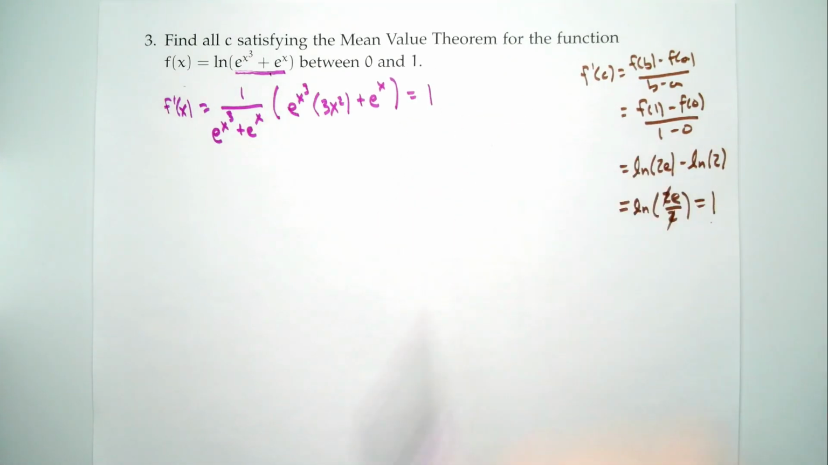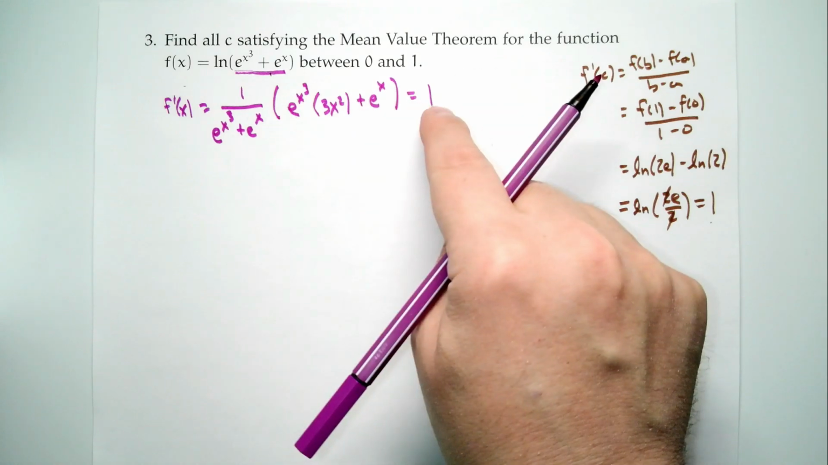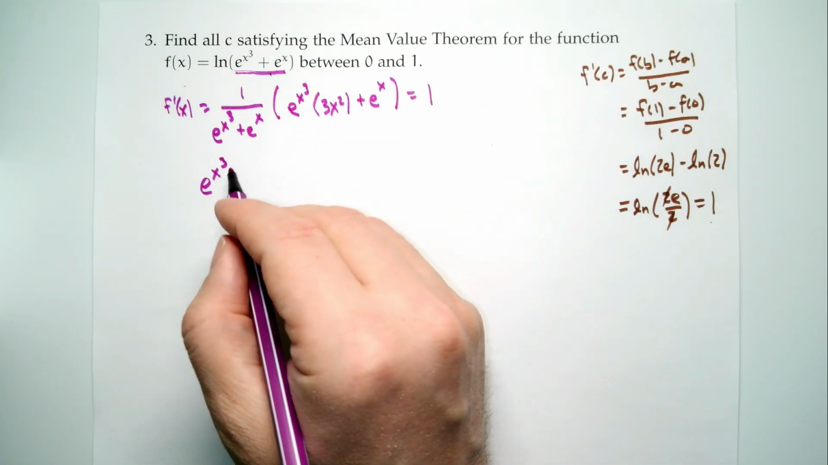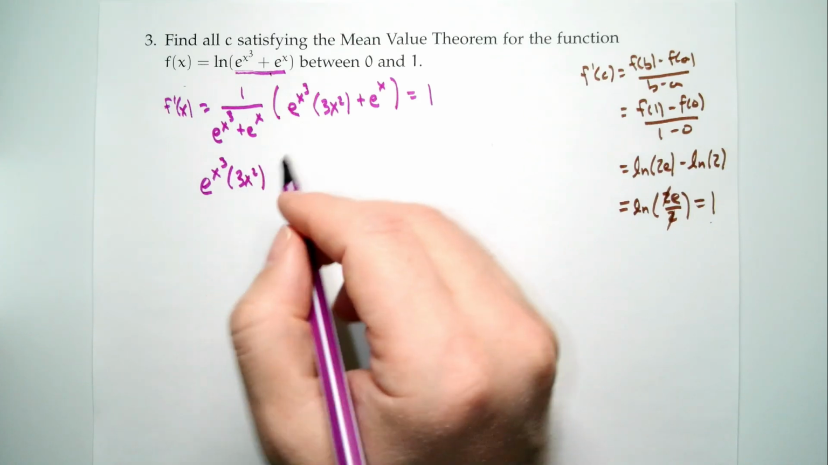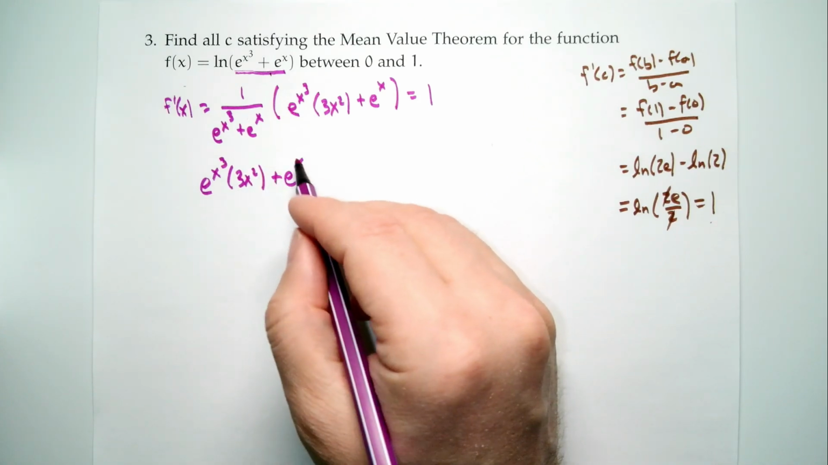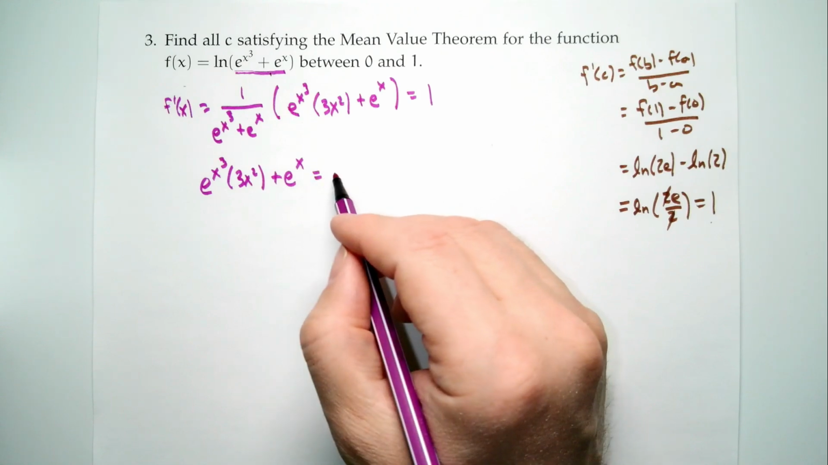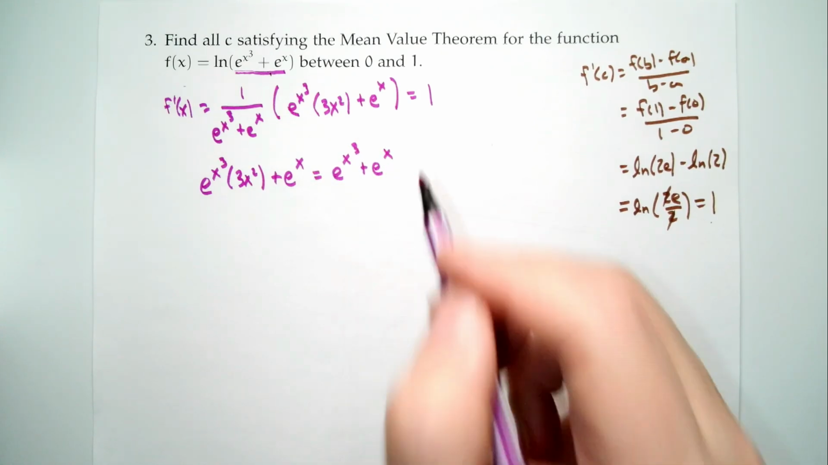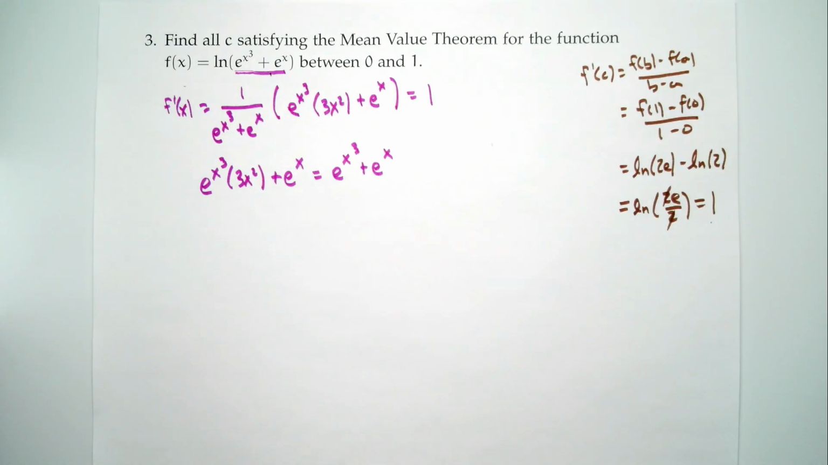Equals 1. Well, probably won't surprise you what we're going to do next. Let's get rid of our fraction. So, e to the x cubed times 3x squared plus e to the x is equal to e to the x cubed plus e to the x. Now, what can we do?